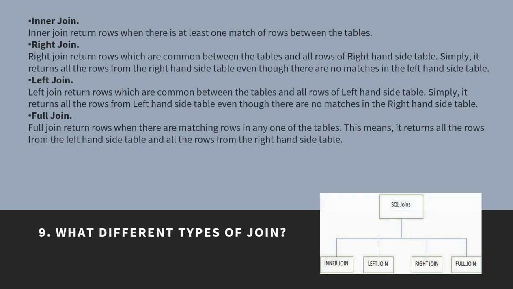What are the different types of joins? The different types of joins are inner join, left join, right join, and full join. Inner join is also called simple join, which returns rows from both tables when there is at least one matching column.